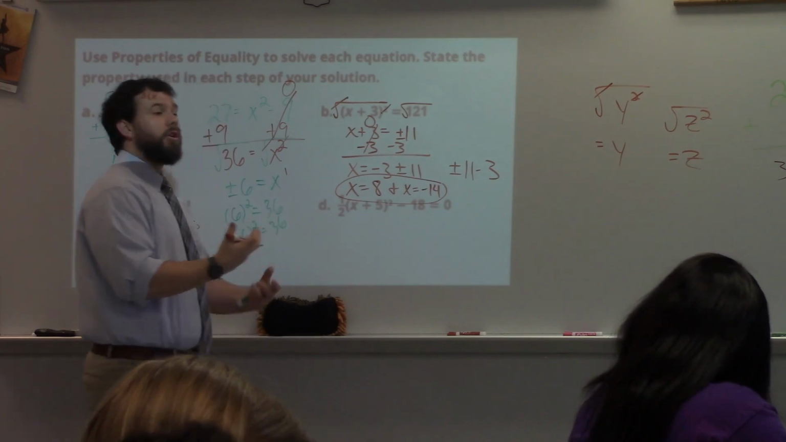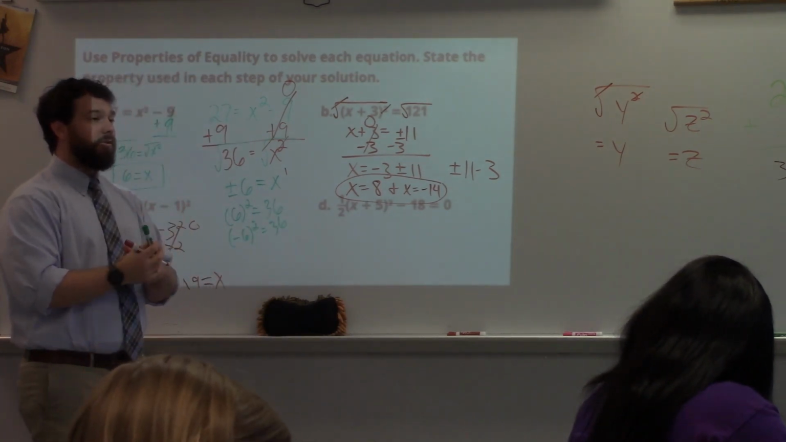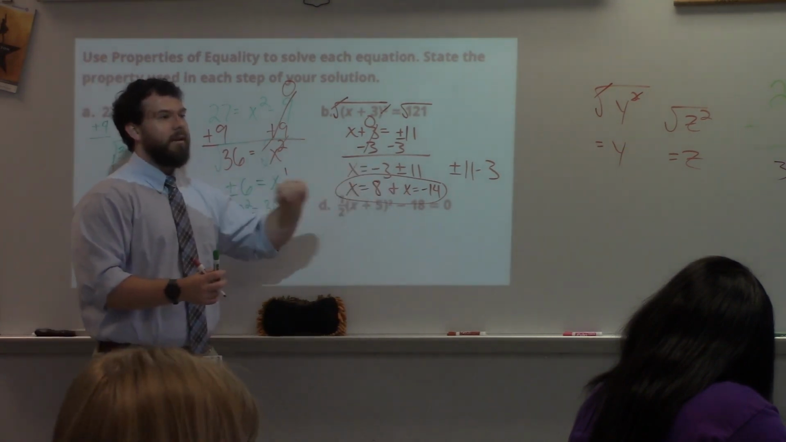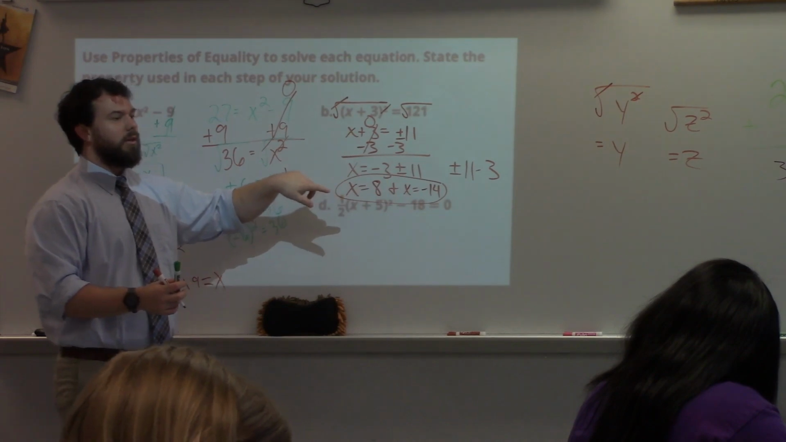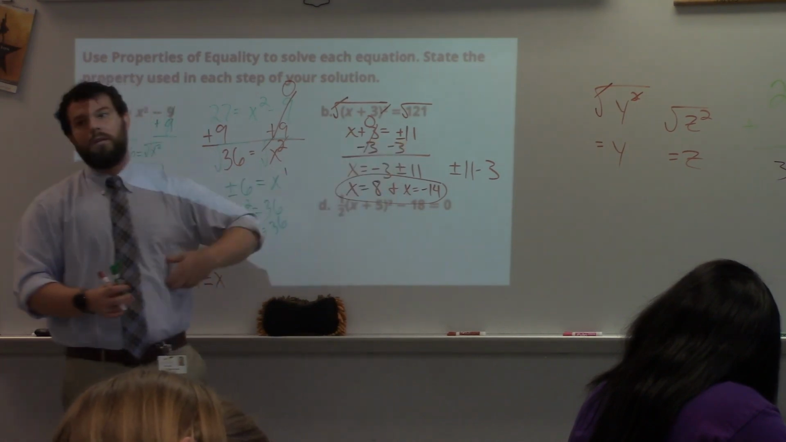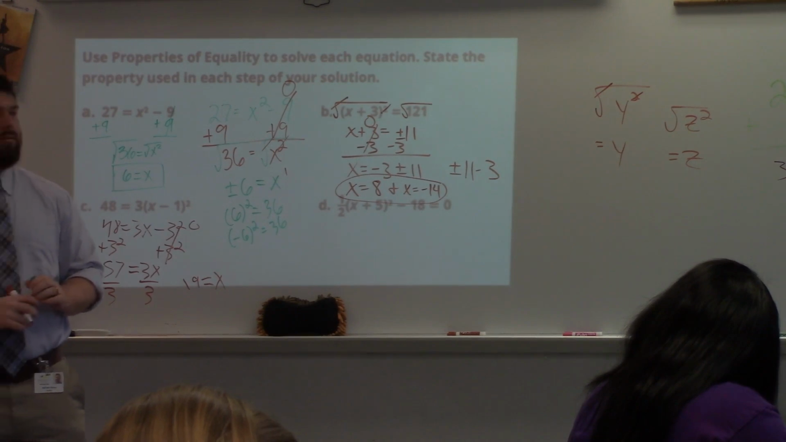Notice it doesn't just become positive and negative at the end, and that's the most common mistake students make, is they say, oh, it's 8 and negative 8. Well, no, we have to actually do the addition and do the subtraction. The positive and negative only is when you take the square root. Then you have to actually add and subtract. Okay?